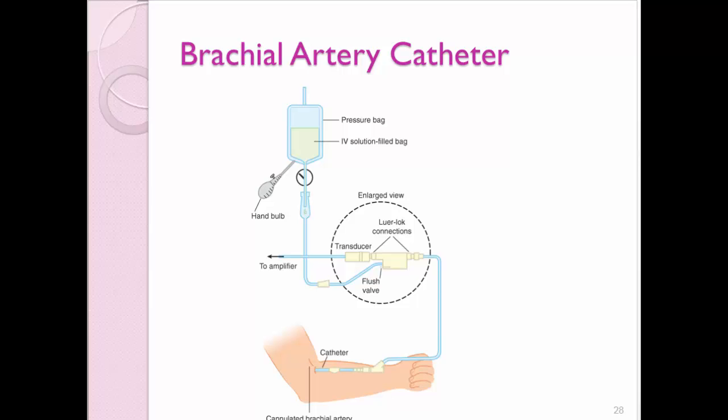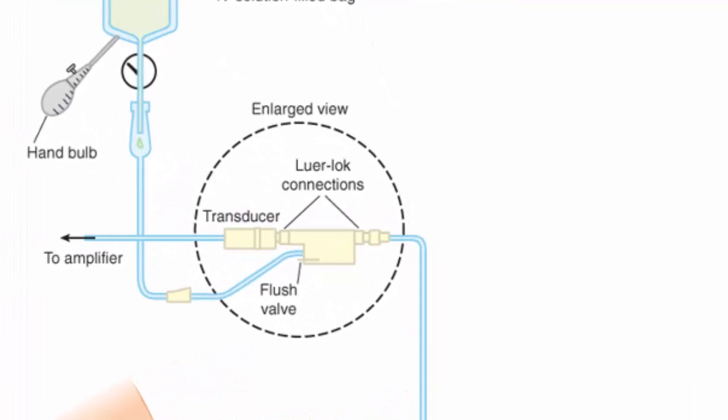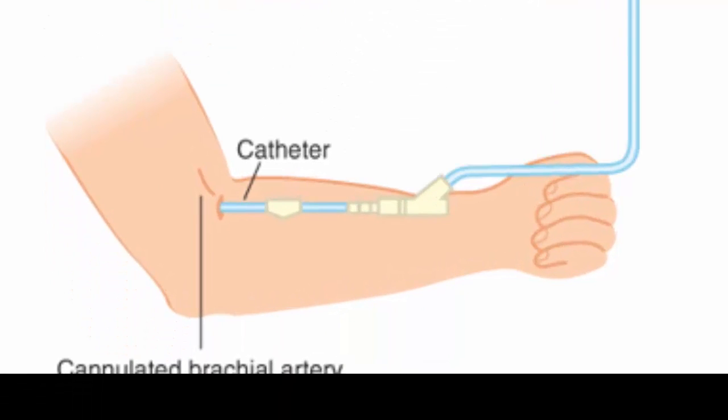This is a brachial artery catheter. Right here is the transducer. This is actually what turns the pressure into a digital signal that you read on the monitor. And so that's the pressure transducer. The catheter is stuck in the arm, in the artery right here.